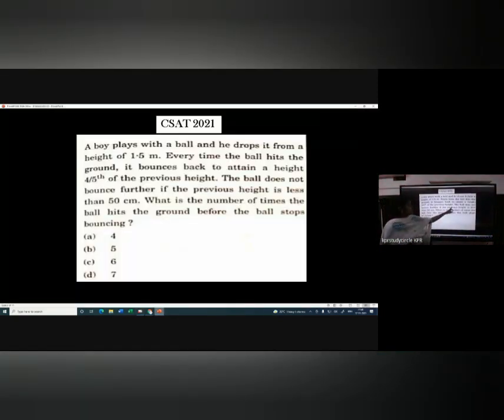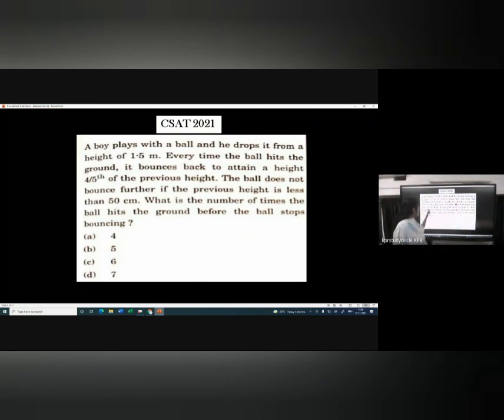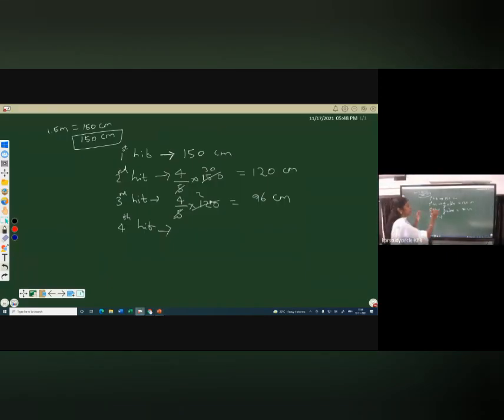And just look at this line. The ball does not bounce further if the previous height is less than 50 centimeter, right? The ball does not bounce further if the previous height is less than 50 centimeter. Okay. 96 centimeter, will the ball bounce again? Yes, the ball bounces again because 96 is greater than 50, right?